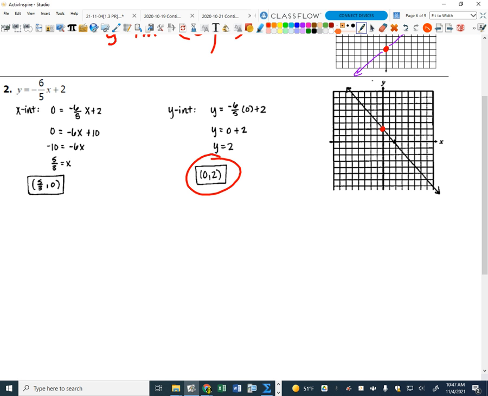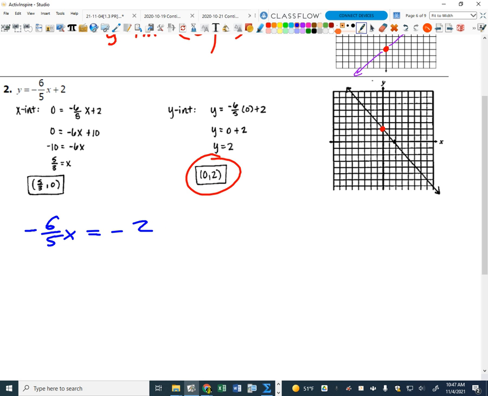If I want to find the x-intercept, I'm going to cover up y, right? And what's that leave me with? That leaves me with a little tougher equation, doesn't it? I've got to subtract 2 to the other side, right? So if I cover up the y and solve, I get negative 6/5 x equals, on the other side, negative 2.